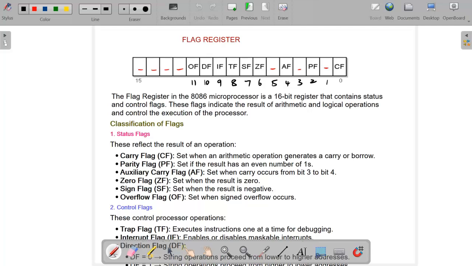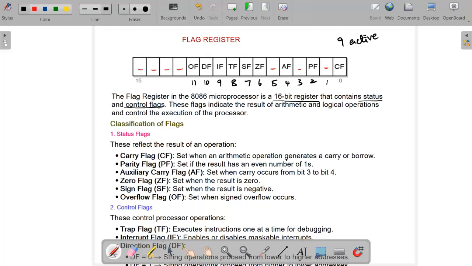First of all, the flag register in 8086 is a 16-bit register and it contains both status as well as control flags. Totally it has 9 active flags. A flag is one bit which can be either set or reset according to the arithmetic and logical operation, and it is also used to control the execution of the processor.